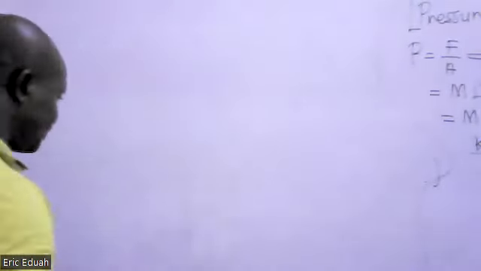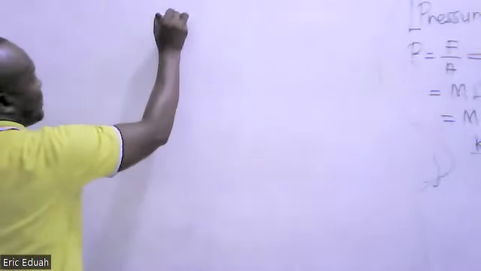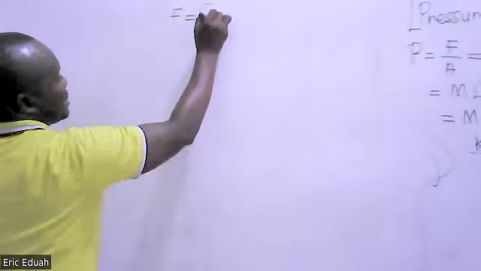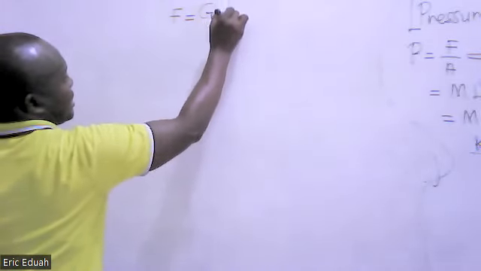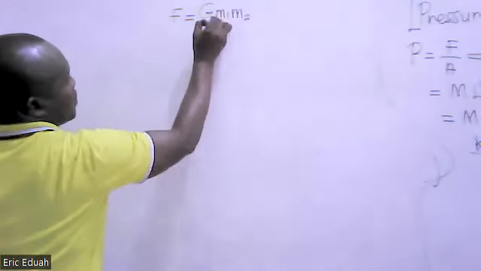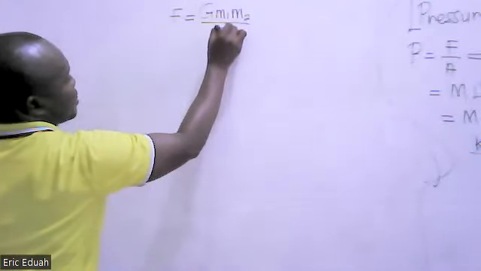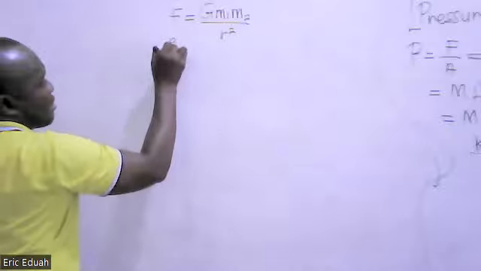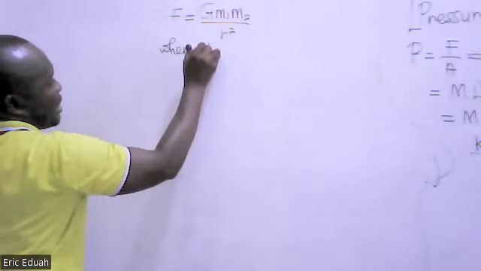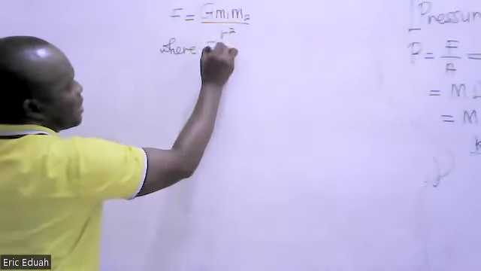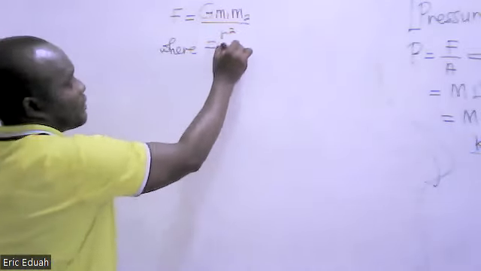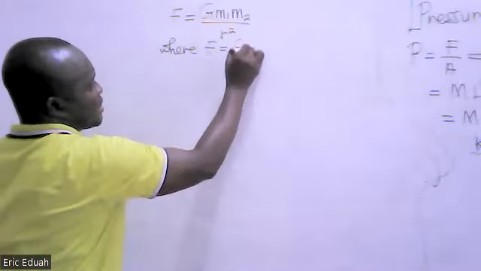All right. You are given this: F is equal to G M1 M2 over R squared, where F is equal to gravitational force.